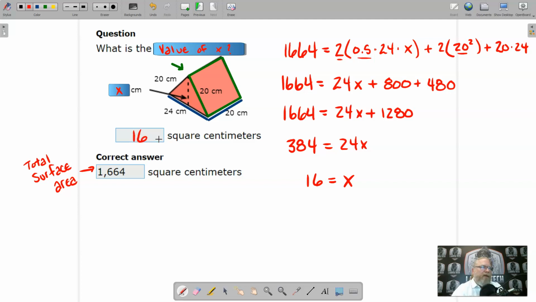And that means that, and actually it won't be 16 square centimeters. It'd just be 16 centimeters. I forgot to scratch that one out. Square would mean area. We're just talking about linear length, so it's just 16 centimeters in this case.